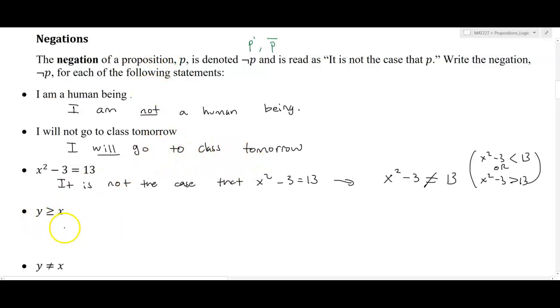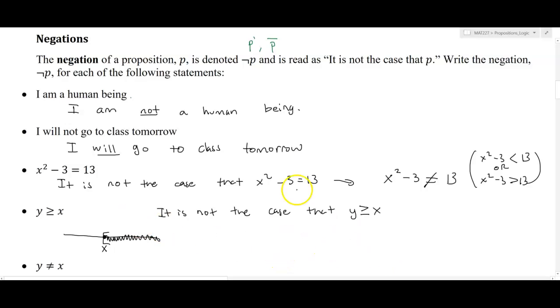Okay, y is greater than or equal to x. Well, let's think about this on a number line. If y is greater than or equal to x, and this is x right here, and the statement says y is greater than or equal to that, well, the negation of that would say it is not the case that y is greater than or equal to x. So what would be the negation of that?